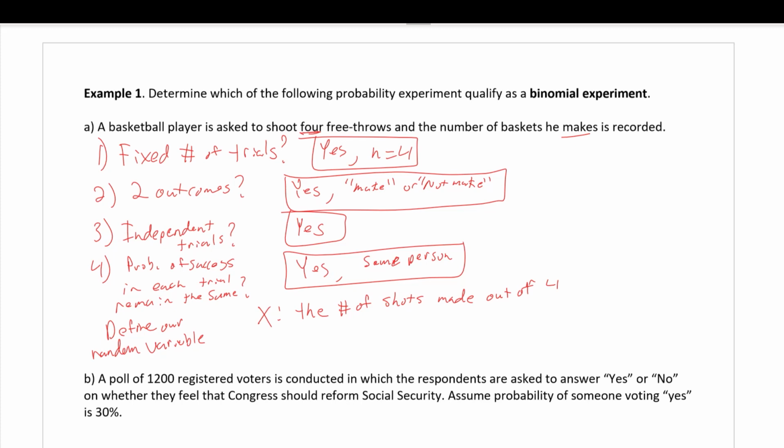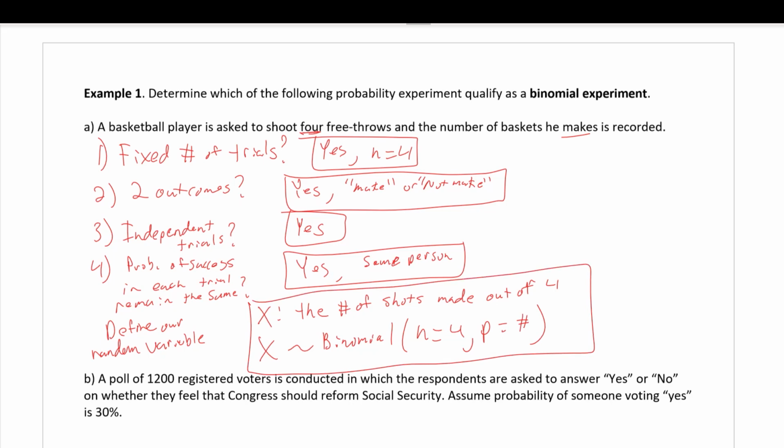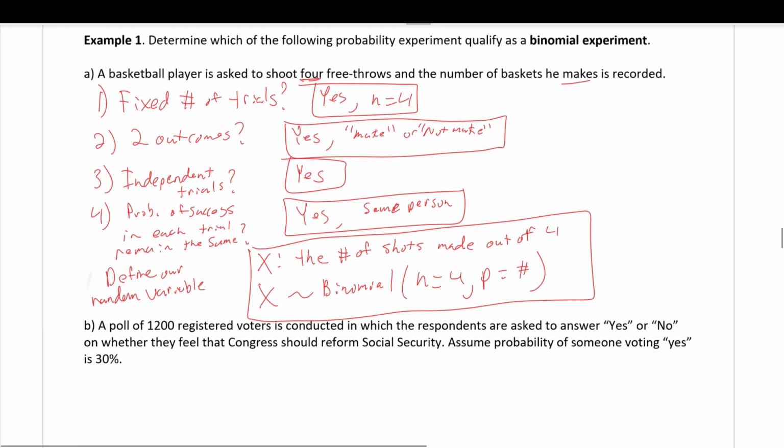And so we have 4 yeses, so we can say that X is distributed as a binomial, where N is the number of trials. In our case, it's 4 shots. And P, it wasn't specifically told to us, but if they did tell us it would be some sort of number. I'll just put some number here. Okay, so that's what that is. So you always want to define what your X is and then state what the N and the P are. Okay, just like that.